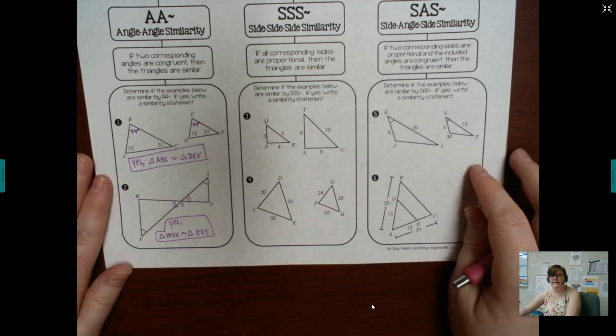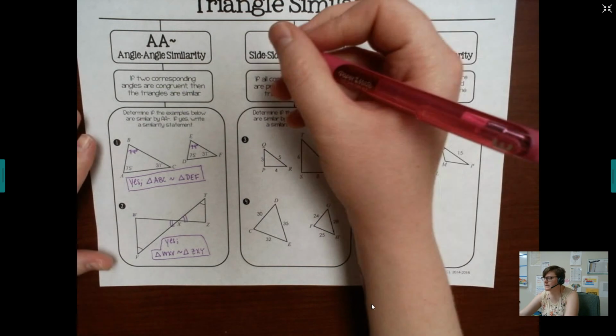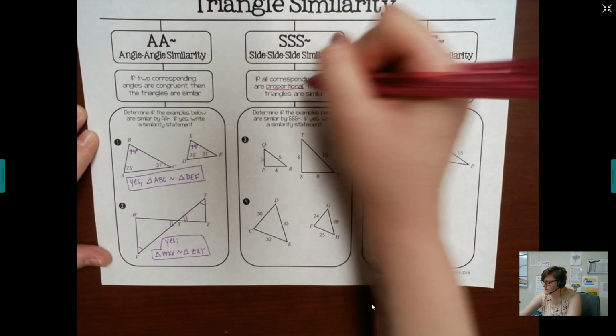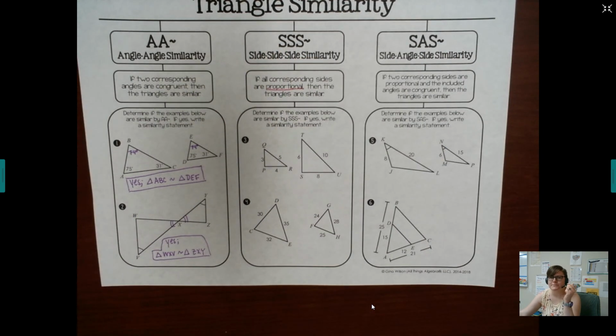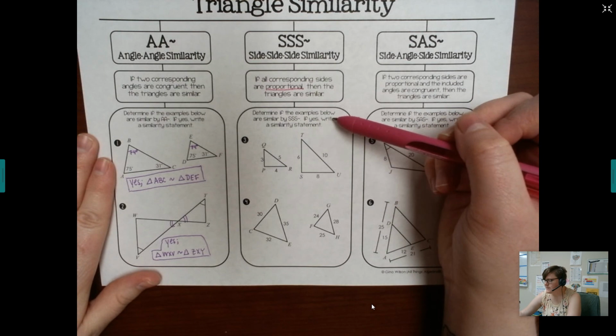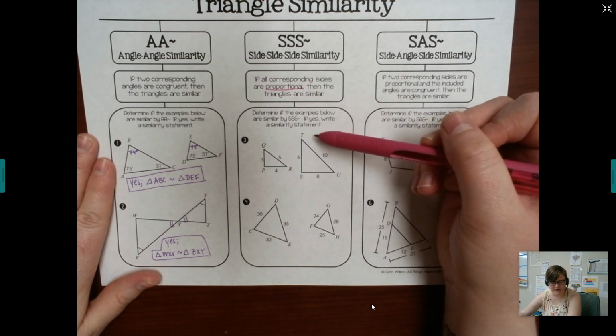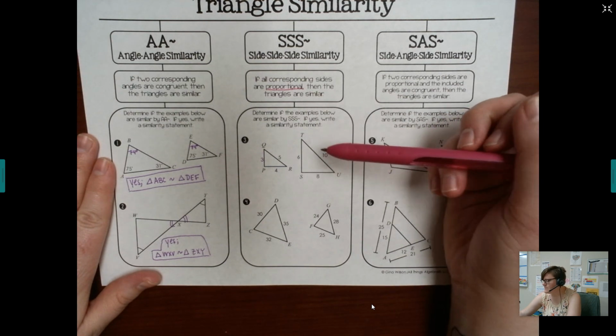Next, we've got side, side, side, which is going to be sort of the same as when we had side, side, side in congruence, except instead of being congruent, our corresponding sides are going to need to be proportional, meaning if you write ratios of the corresponding sides, they should all equal each other. So it says determine if the examples below are similar by side, side, side. If yes, write a similarity statement.